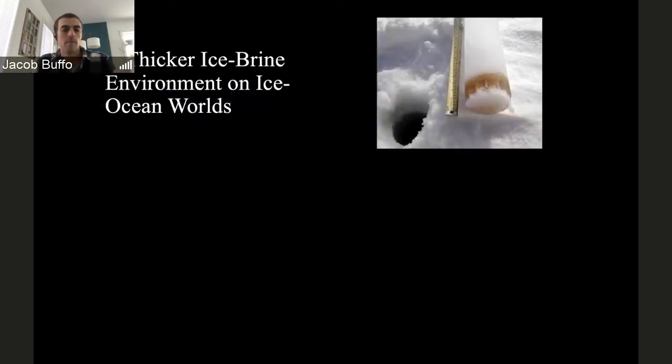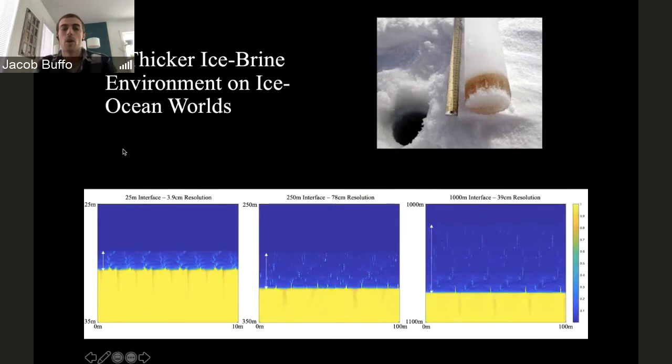One of the things I've been looking at a lot lately is, okay, this works well and we can match it up to what's going on on Earth, but what does this mean for icy worlds? One of the things we found is that in ice ocean world systems with thicker ice shells, that interface is going to grow with the ice shell. These panels increase in size from about 10 meters per box to 100 meters on the right side, and you can see that interface growing as the ice thickens.